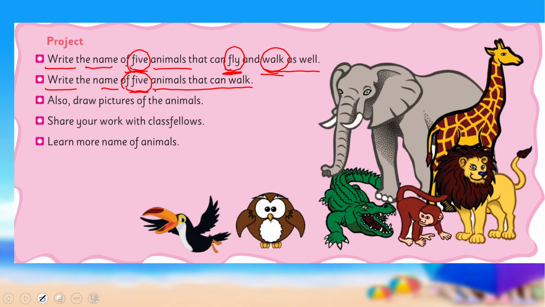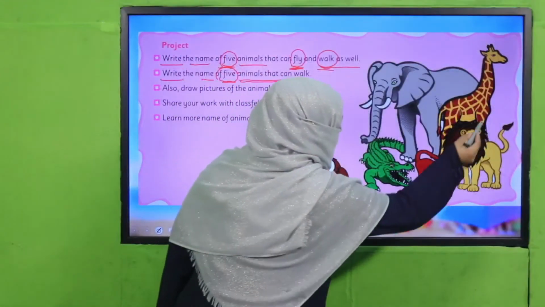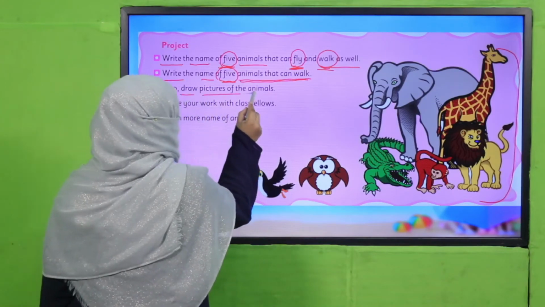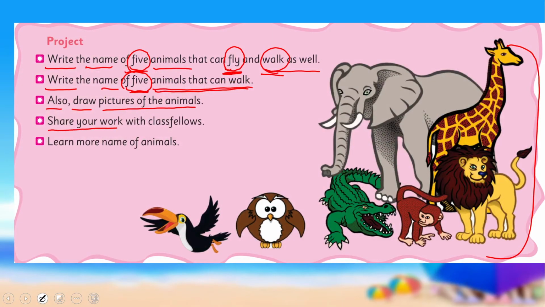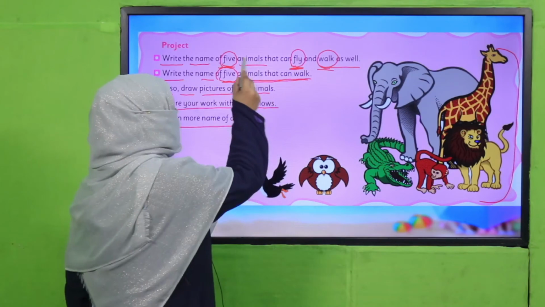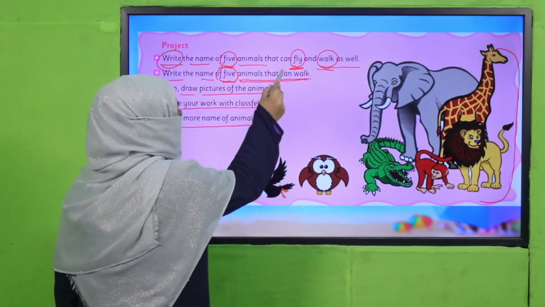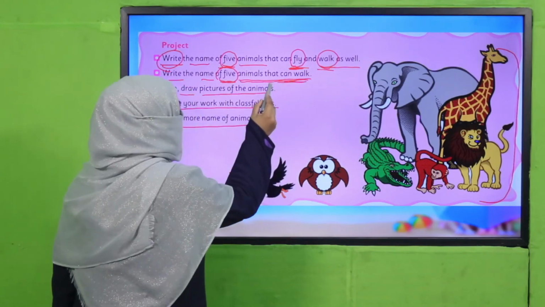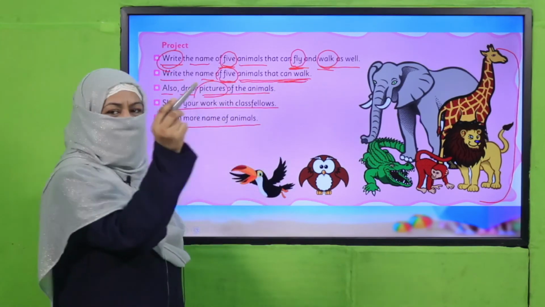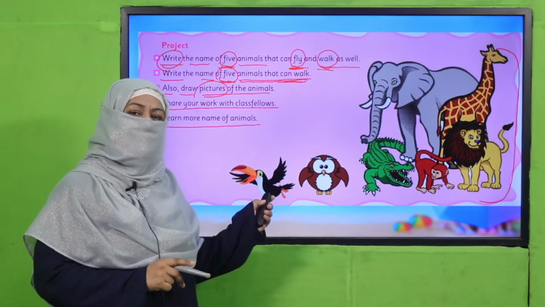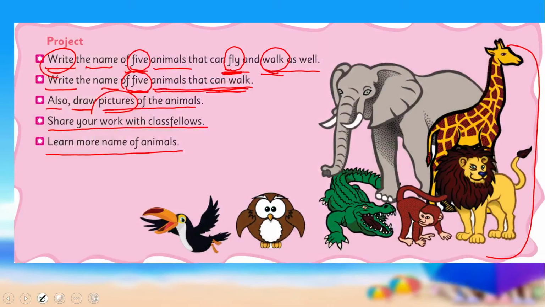Then write 5 more animals that can walk only. You can take help from this picture as well. Also draw pictures of the animals and share your work with your class fellows. Learn names of more animals. So you will first write the names of 5 animals which can fly and walk. Then write the names of 5 animals which can walk and also make their pictures. You have to draw by yourself. It's interesting, right? So pause the video, complete this activity and then come back.